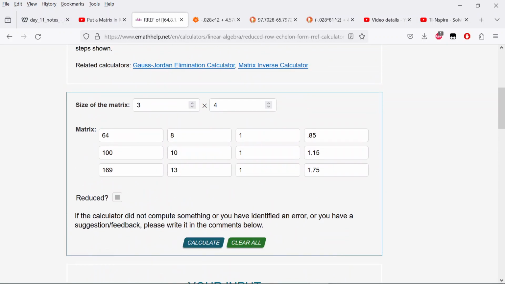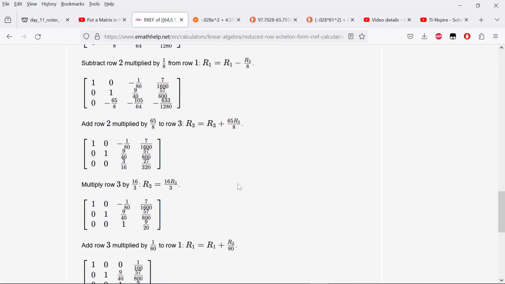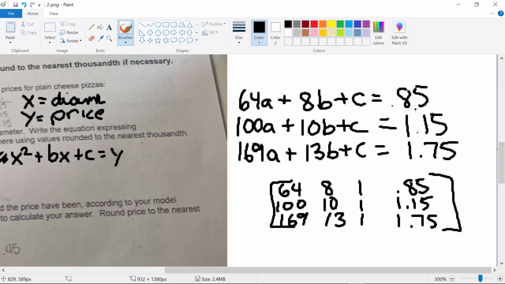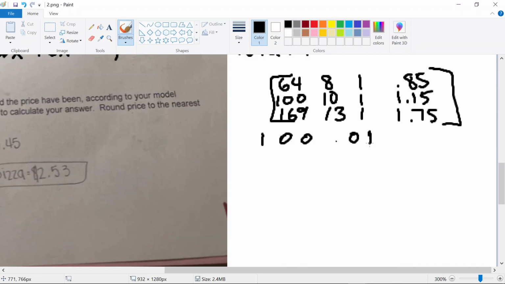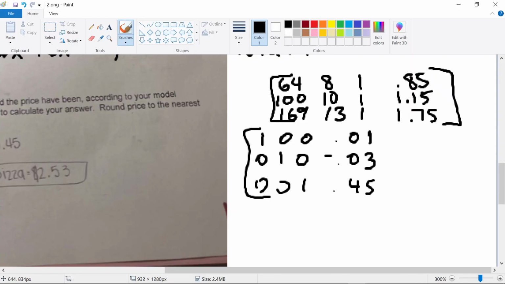And I've already entered it, so here it is. Here's the 64, the 8, the 1, and the 85, and so forth, all the values. Calculate it, and hopefully you don't have to do it by hand, but it comes out to 1 0 0 0.01, 0 1 0, negative 0.03, and 0 0 1, 0.45, if my memory is serving me correctly. Okay, so that means this is A, this is B, this is C.